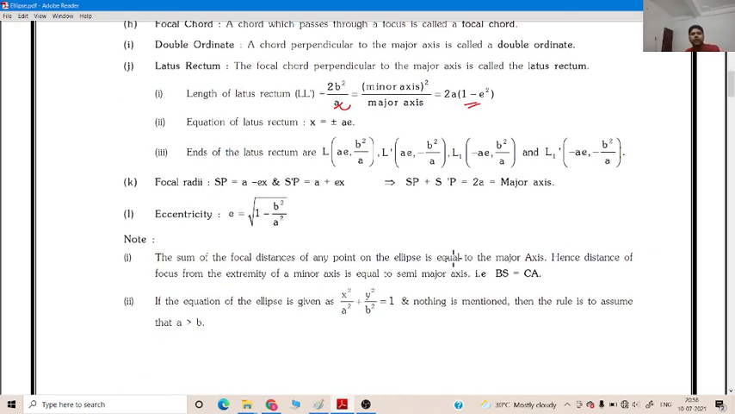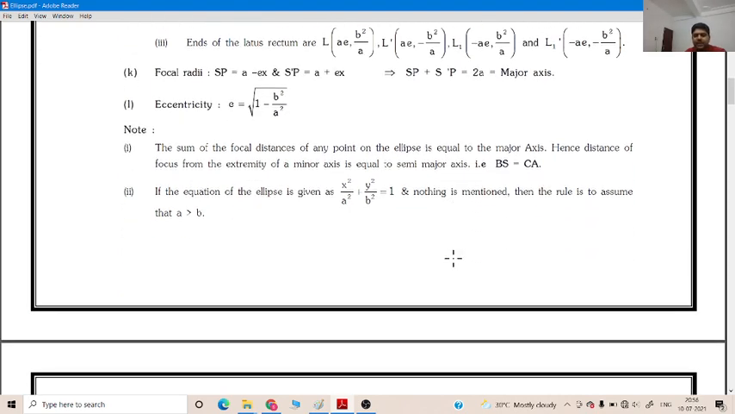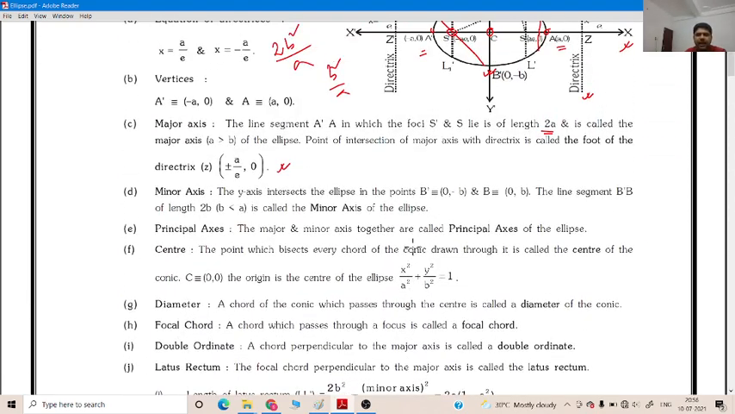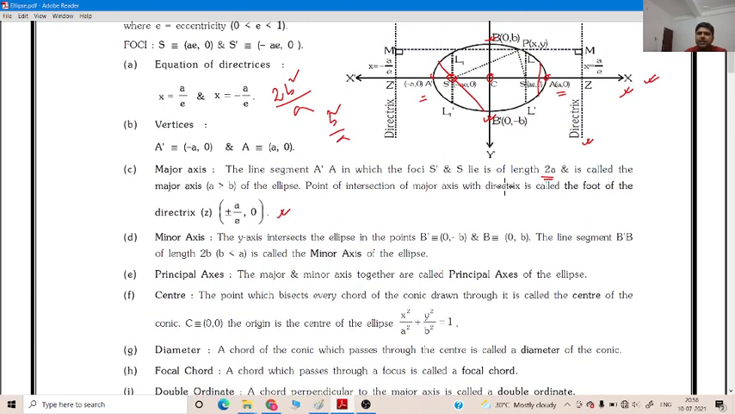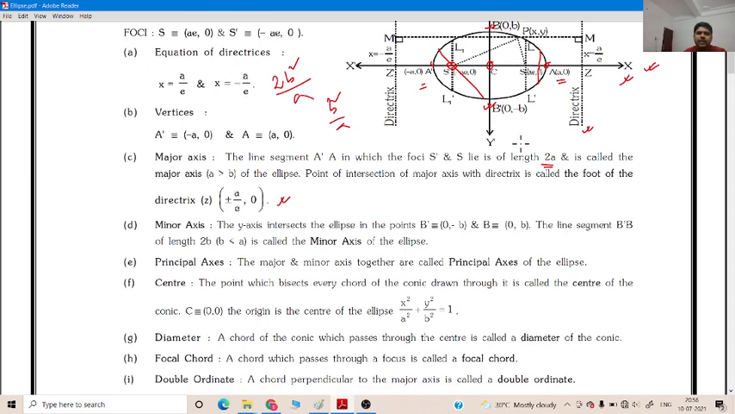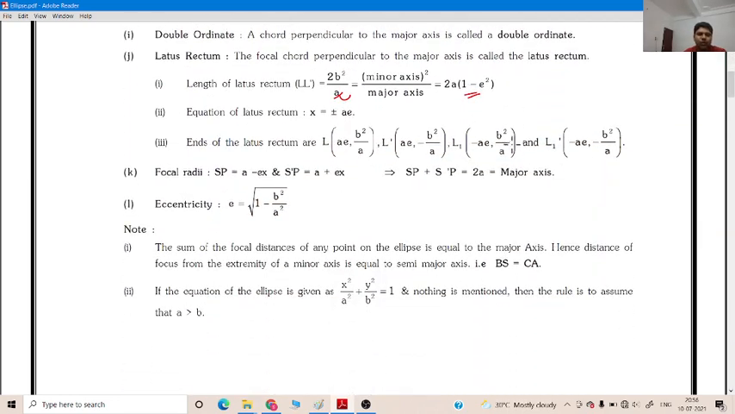And focal radii are the lengths SP and S'P, from the points S and S' to the point P. This length is known as the focal radii. SP is a minus ex, and S'P is a plus ex. And the sum of distances from any point on the ellipse to its foci is equal to twice a.